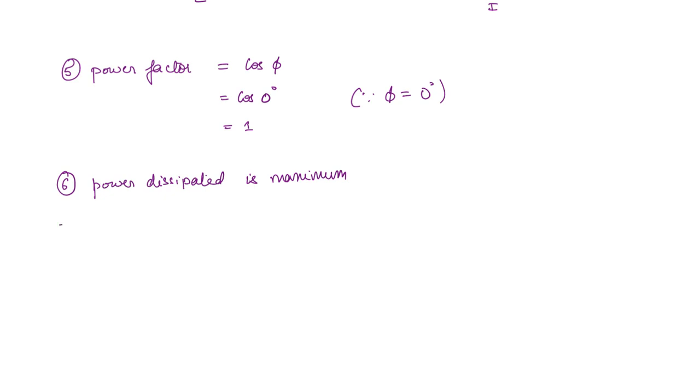Okay, now the power dissipated is dependent on the current. I squared R is the power, right? So that means the current is also maximum. The current drawn from the source is maximum. Now one important parameter in resonance is the resonant frequency.